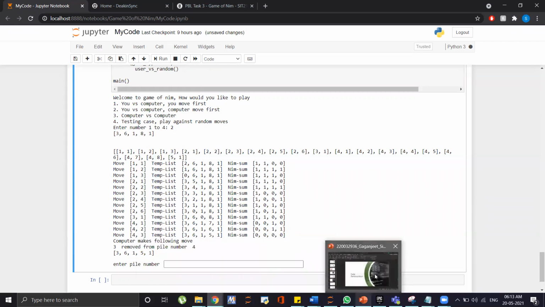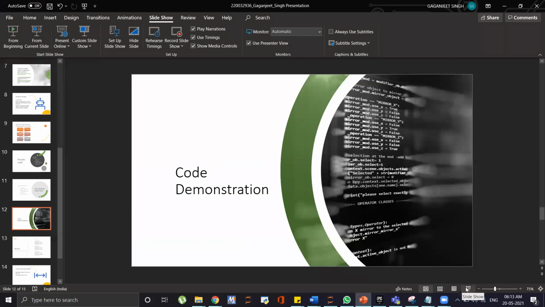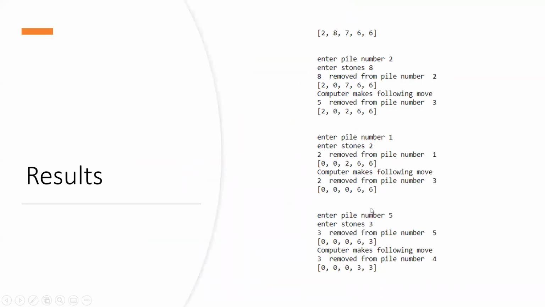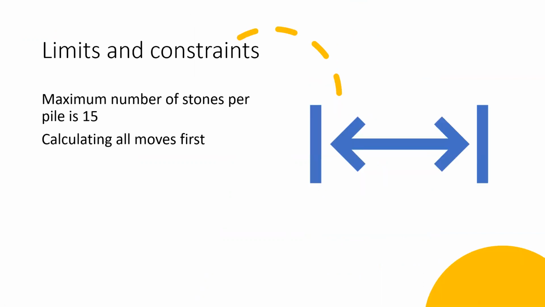Now back to the presentation. This is another result of the game that I played, and it works 100% of the time. Whenever it is able to find a winning move, it always ends up winning. The limit and constraints of this project is that during the binary conversion, I am storing the data as a 4-digit binary number. So the maximum possible stones that I can have is 15.